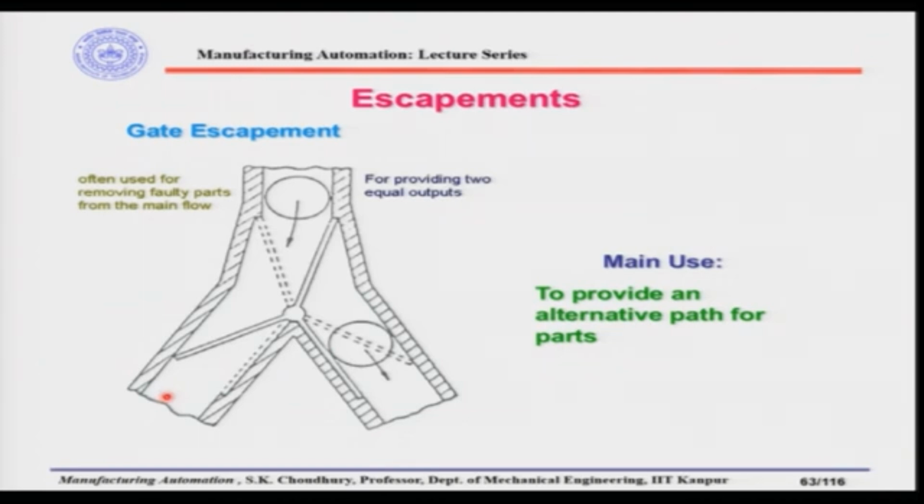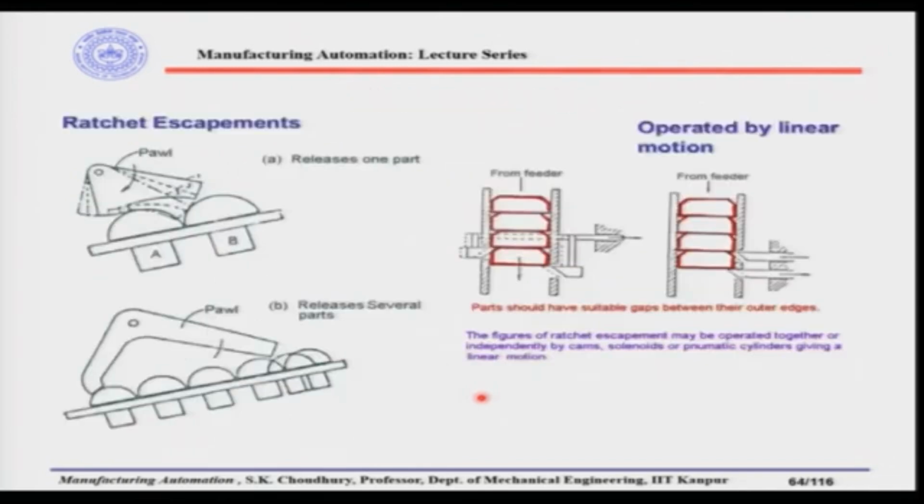So, it has different uses. First of all, once again the two parts can be fed to the two different assembly machines, or the faulty parts from the main flow can be taken out. Let us see the other types of escapements that we have.